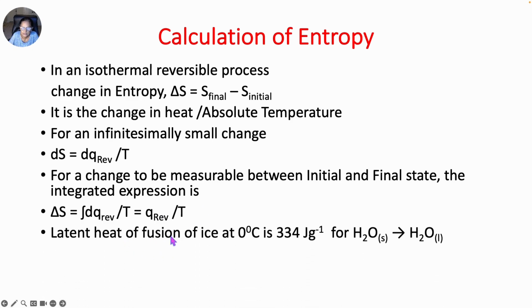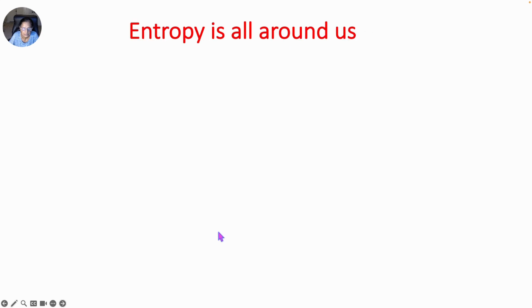Let's calculate the entropy change for ice becoming water. Latent heat of fusion of ice at 0 degrees centigrade is equal to 334 joules per gram, for solid water, that is ice, becoming liquid water. H2O solid giving H2O liquid. Delta S is equal to 334 joules per gram, the heat absorbed, divided by the temperature at which it is absorbed, 0 degrees centigrade, that is 273 Kelvin. So it is equal to 1.2 joules per Kelvin. This is the change in entropy for fusion of ice.